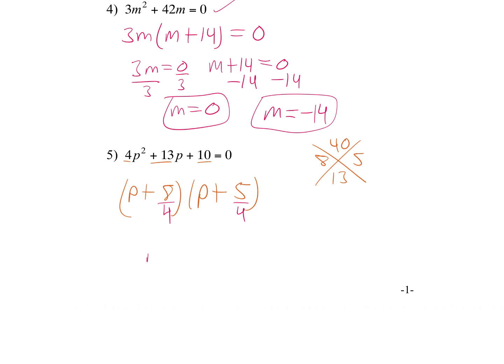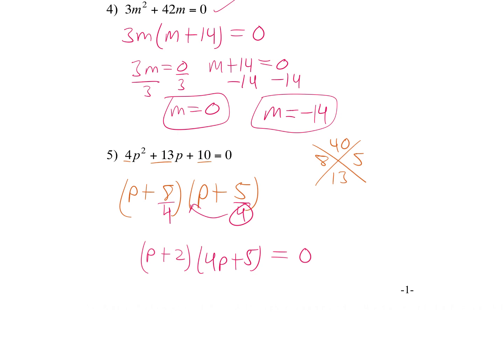Whatever simplifies can just stay, right? So 8 and 4 simplify to 2. That can stay on its own as a factor, but 5 and 4 can't simplify. We can slide the 4 up in front of the p. So we get 4p plus 5, and then this equals 0. All right, and this is the same as if you were to split up the 13p into 8p and 5p and then factor by grouping, right?